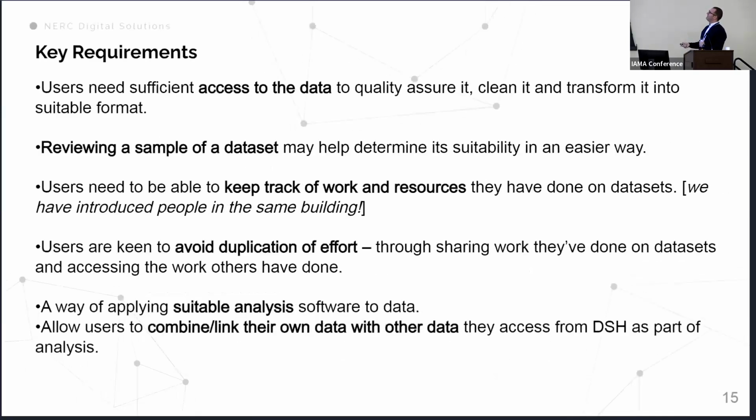In terms of key requirements, simple things. These organizations wanted to review a sample of the data set. They don't want to download huge numbers of NetCDF files. They want to look at general, simple statistics on a map. They want to avoid duplication of effort. A staff member leaves after 2 years, and they want their replacement to come in and pick up where they left off. All of these have solutions.